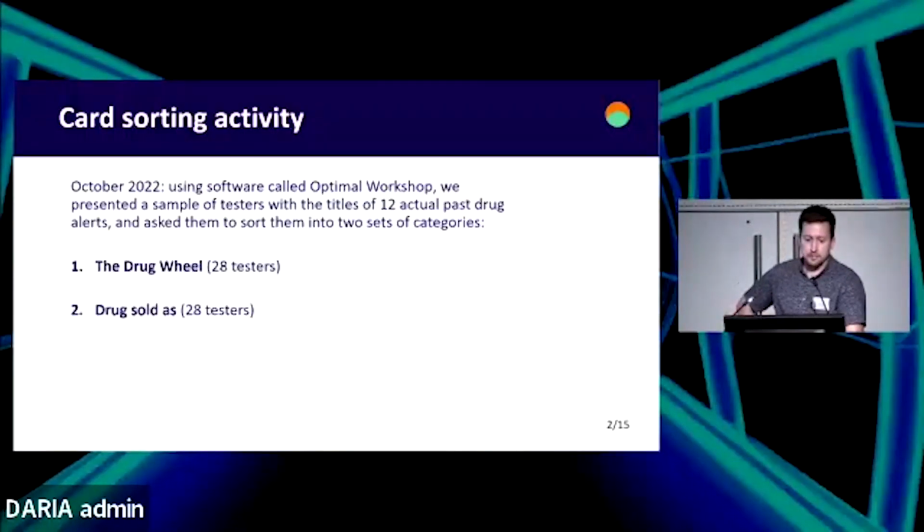About a year ago, using software that helps you to do card sorting, we presented a sample of testers with the titles of 12 actual past drug alerts and asked them to sort them into two sets of categories. One is based on the drug wheel, and another is based on a slightly messier but more plain language set of categories that we devised.